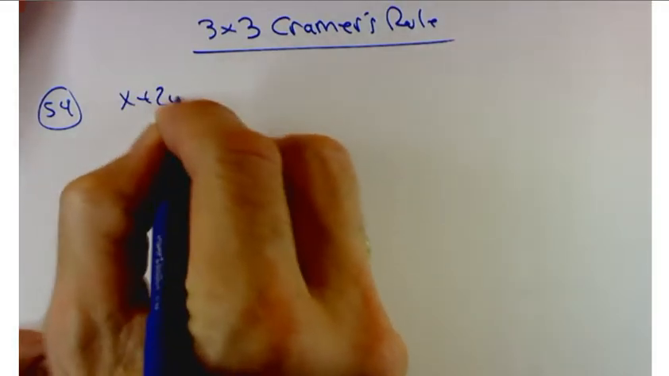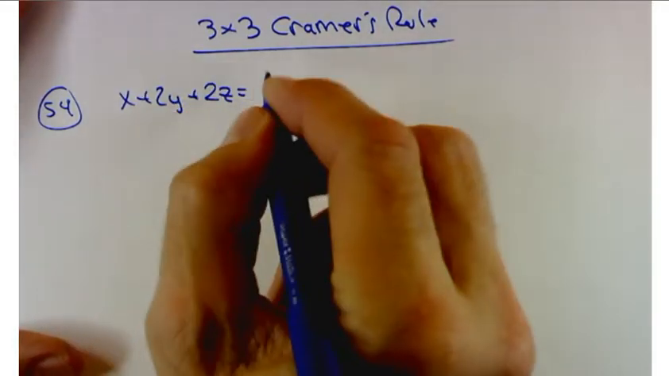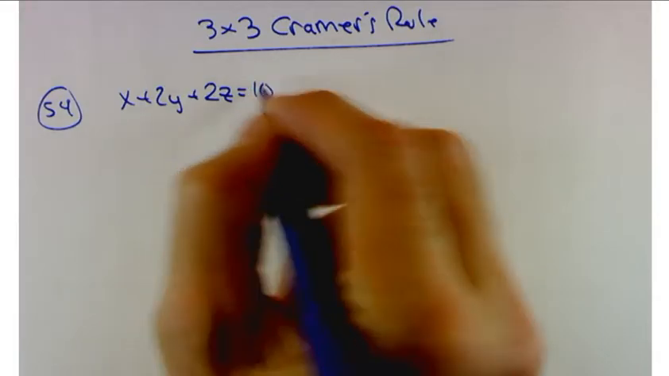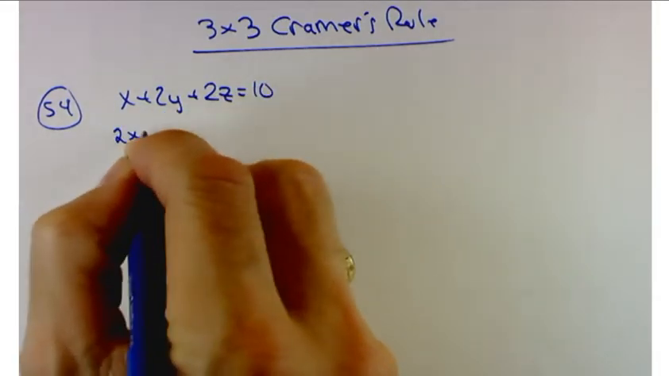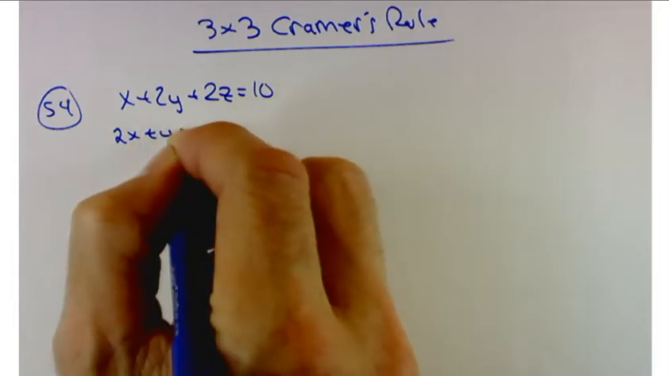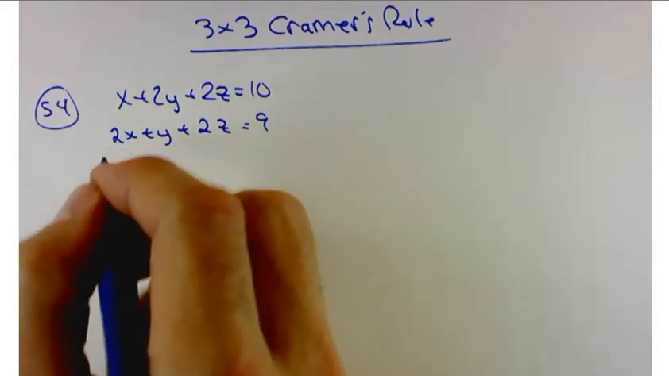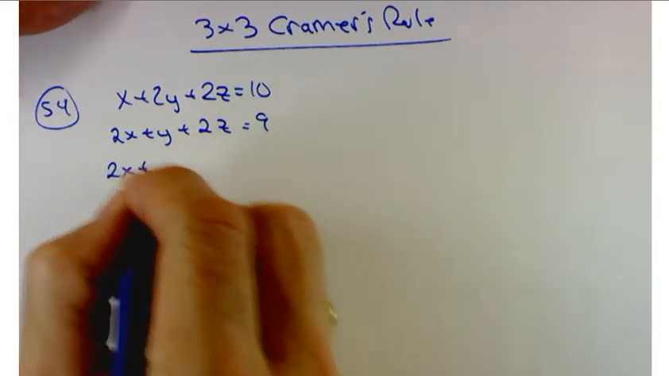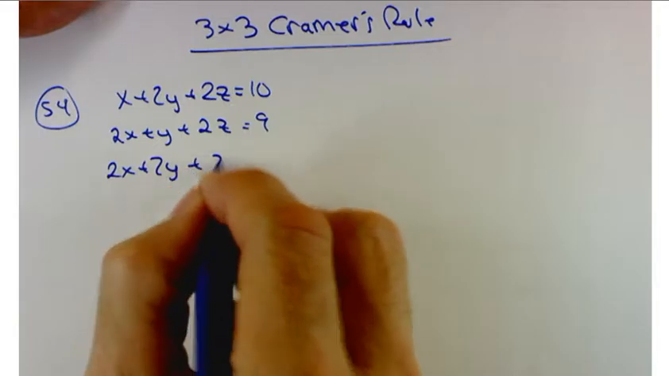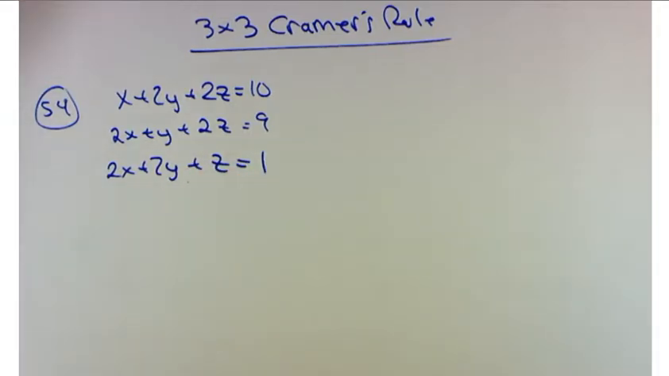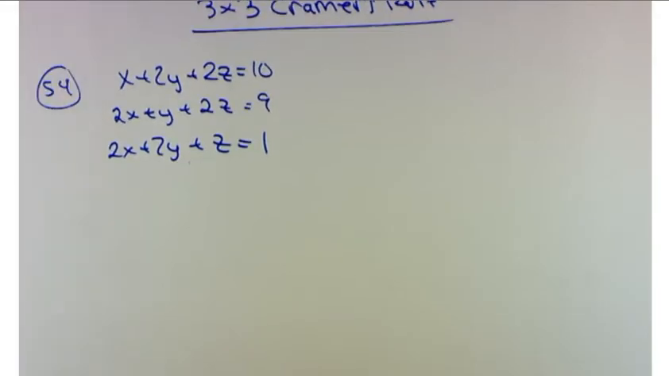x plus 2y plus 2z equals 10. 2x plus y plus 2z equals 9. And 2x plus 2y plus z equals 1. Now, Cramer's rule for the 3x3 case works pretty much just like it did for the 2x2 case. It just has a little bit more stuff to deal with, that's all.